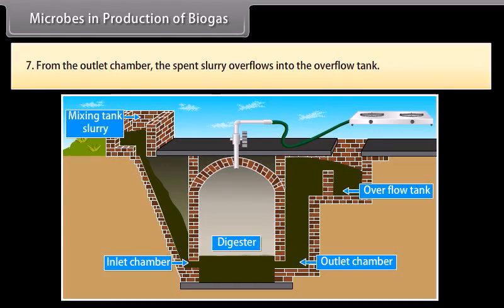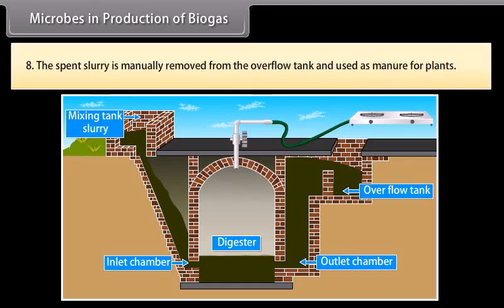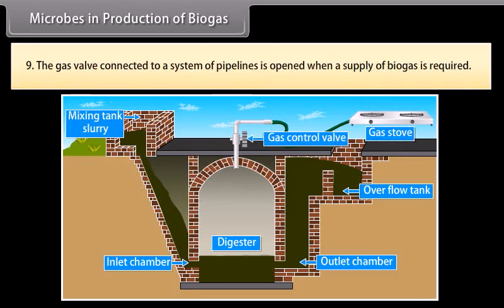Number 7. From the outlet chamber, the spent slurry overflows into the overflow tank. Number 8. The spent slurry is manually removed from the overflow tank and used as manure for plants. Number 9. The gas valve connected to a system of pipelines is opened when a supply of biogas is required.